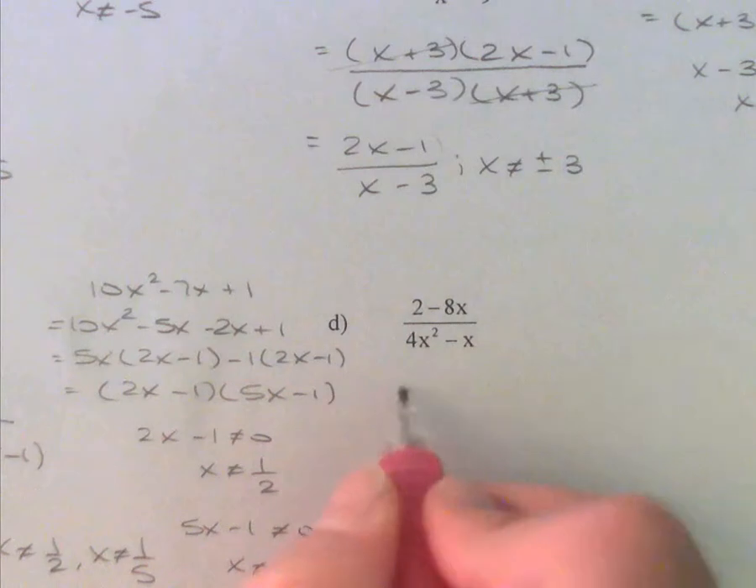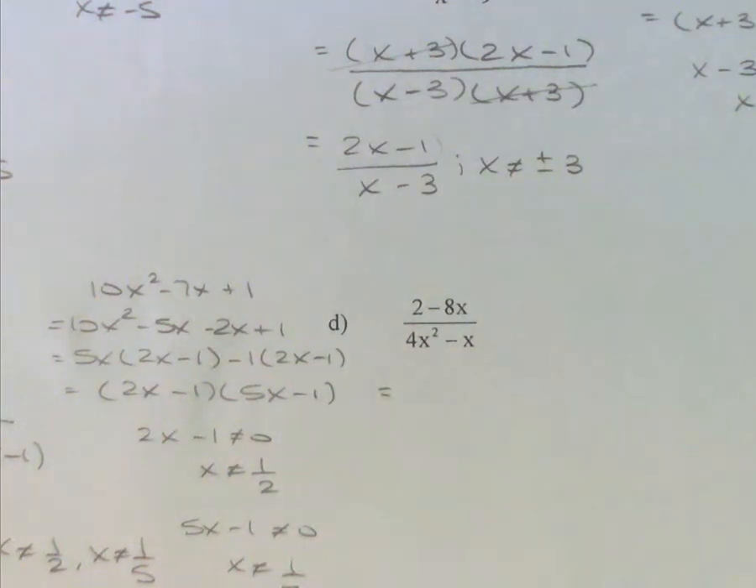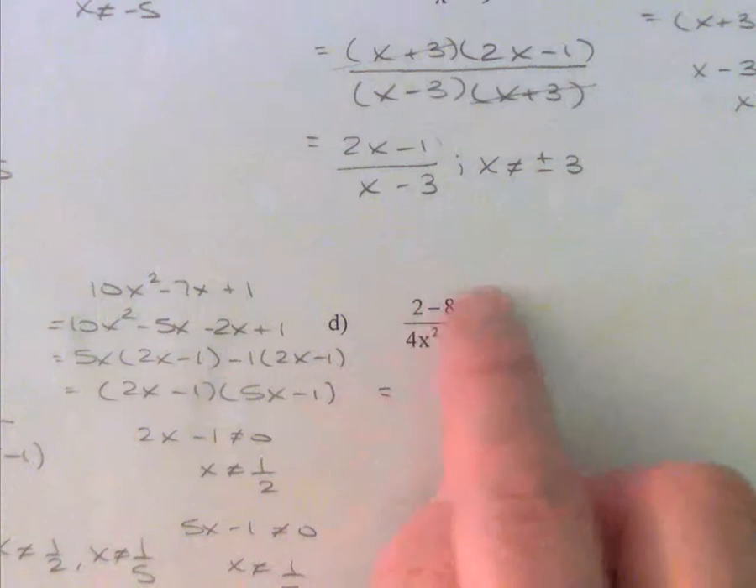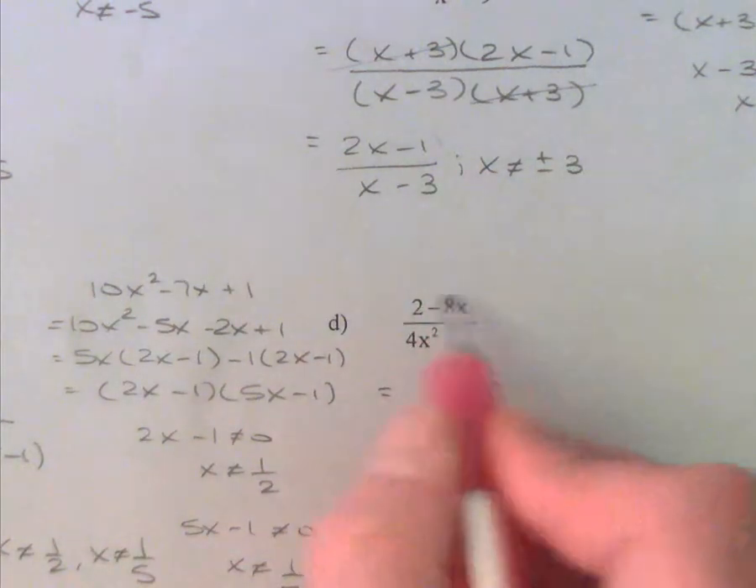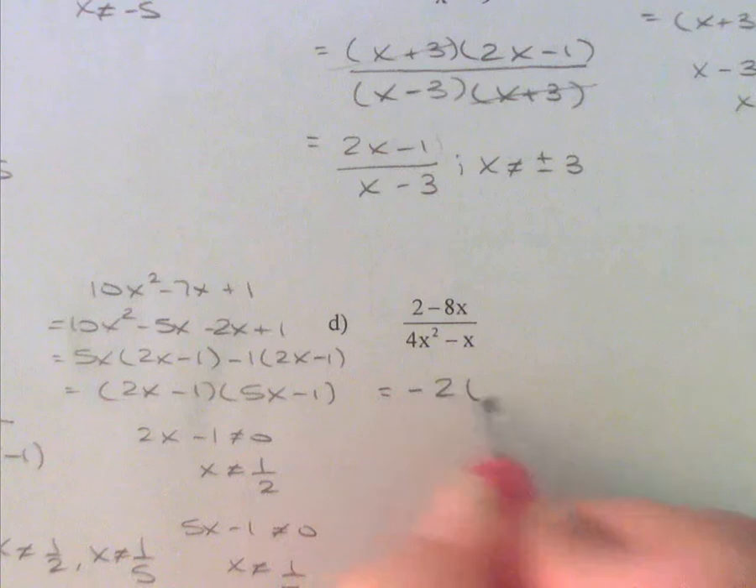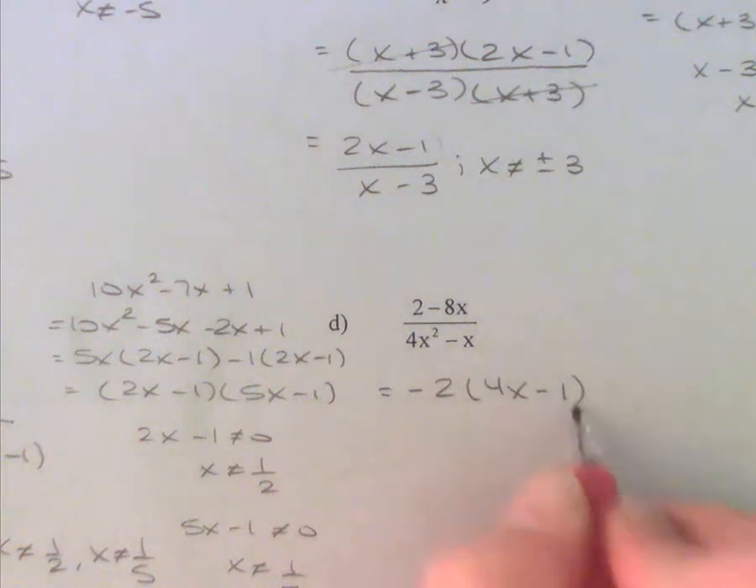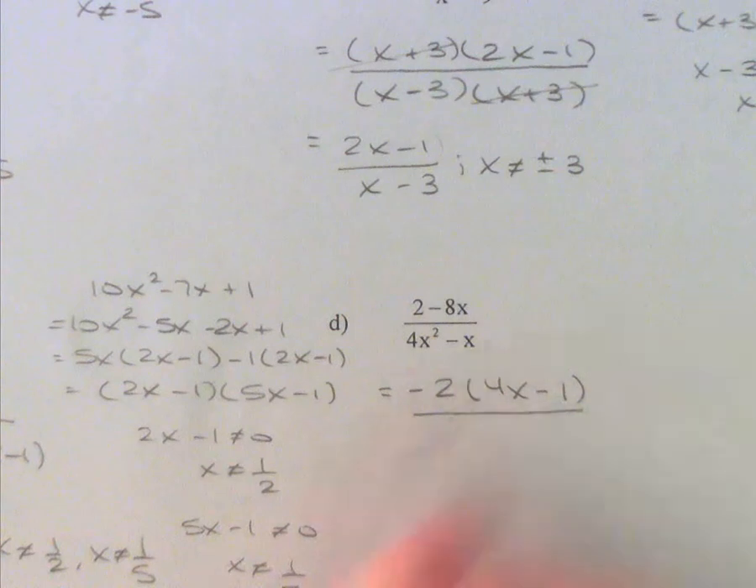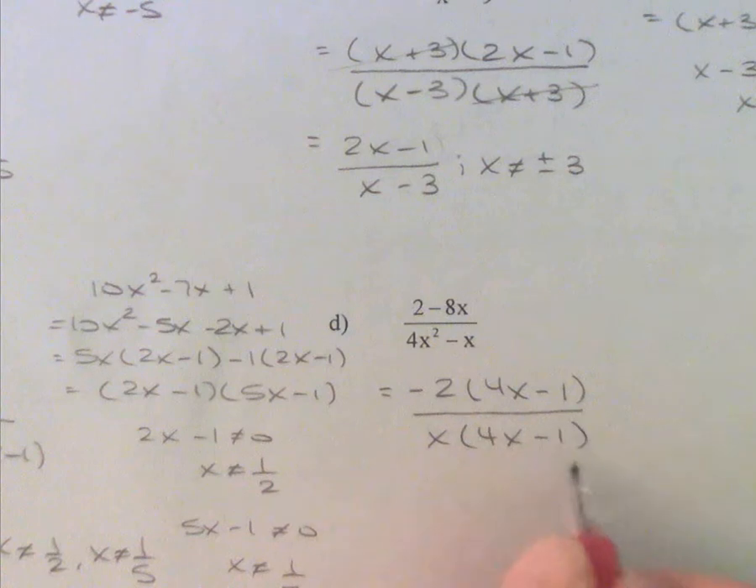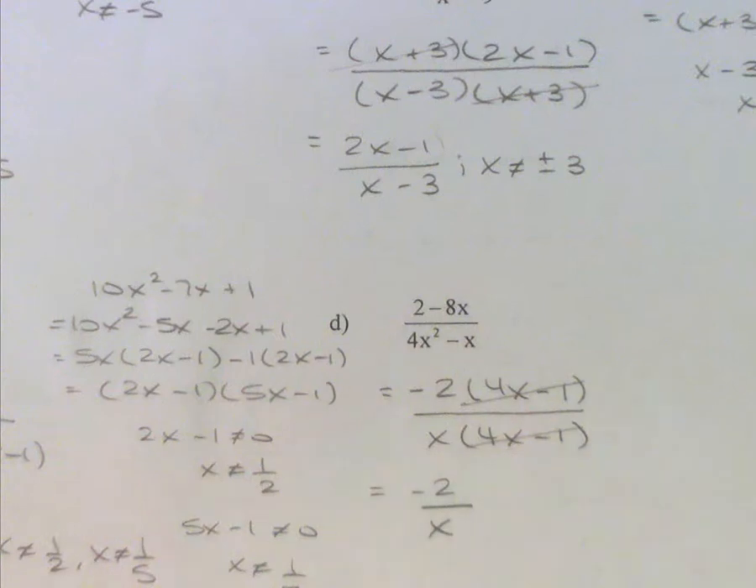Last one. So if we look at this one, again, this is not written in the order we're used to writing it in, and I see that I can factor out a 2. So I'm going to factor out the minus 2 so that this one will become positive. And so I'm left with 4x minus 1 on top. And if I look at the bottom, I can factor out an x, and I'm left with 4x minus 1. While this may look like a difference of squares, it's not, it's just a common factor. So this will simplify with this, and I'm left with minus 2 over x.